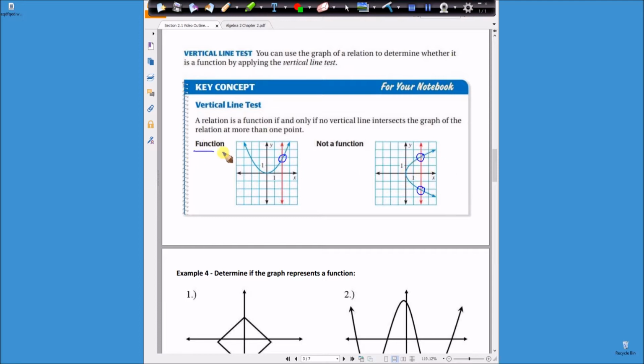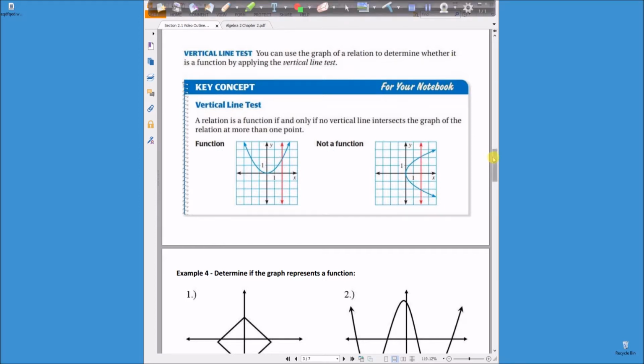So this is a function because the vertical line only touches the graph once when I draw it anywhere on the graph. This is not a function because when you draw a vertical line in many places on this graph, it'll cross the relation twice. So that makes this not a function. It's a relation but not a function. Okay? So that's the vertical line test that you've probably done in Algebra 1.